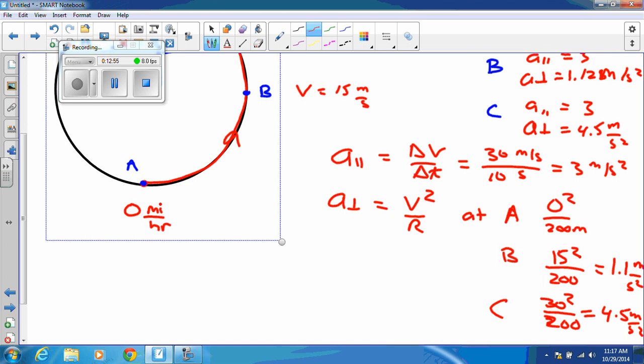And so we ask, why is the centripetal acceleration increasing? It's because the speed is increasing. And so it takes more acceleration to keep the car going in a circle as opposed to just skidding off the track.